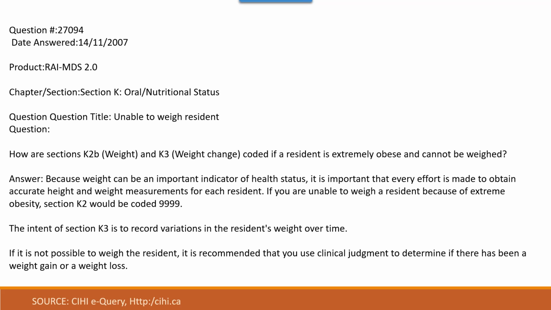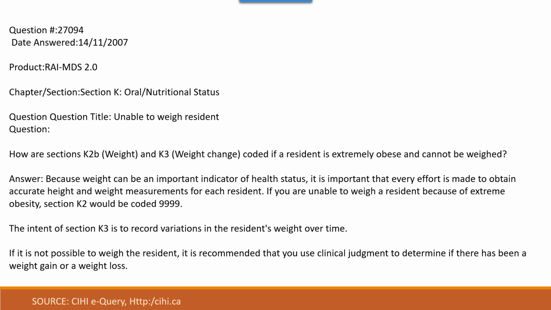Because weight can be an important indicator of health status, it's important that every effort is made to obtain accurate height and weight measurements for each resident. If you are unable to weigh a resident because of extreme obesity, then you could code 9999 in the field. That is, you're not able to weigh. However, K3 looks only at variation in weight, and they're saying if it's not possible to weigh the resident, it is recommended that you use your clinical judgment to determine if the resident has a weight gain or weight loss.